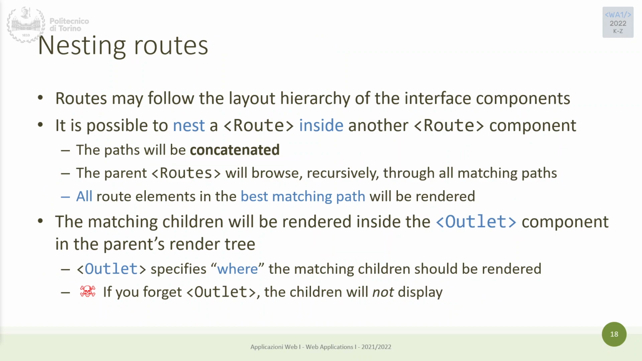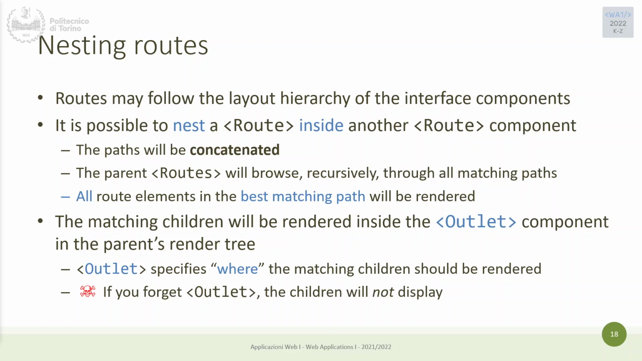An additional feature of version 6 of React Router is the possibility of nesting routes. That is something that was a little bit more tricky in older versions. So the routes may follow the layout hierarchy of the interface components. This is something that was designed because it's very typical, as we saw in the previous example, that you have some part of the page that you want to always render, and some part that you would like to conditionally render. So nesting the routes gives you the possibility to exploit a more specific layout.